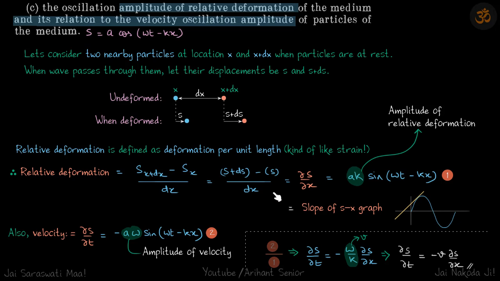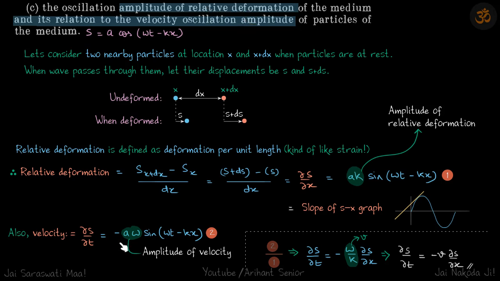So this is our relative deformation, which comes to be, s will get cancelled, ∂s by ∂x. Why partial? Because we are talking about one particular time. If we do ∂s by ∂x here, that comes to be ak sin(ωt − kx). So here ak is the amplitude of relative deformation. That is the answer to the first part.